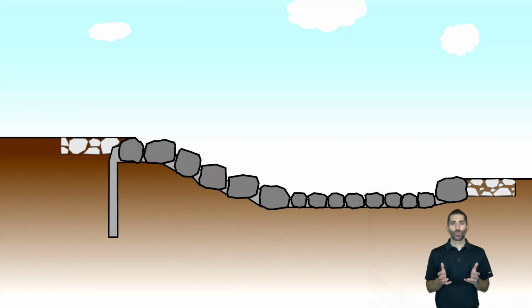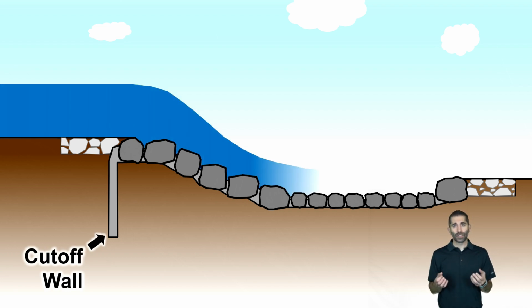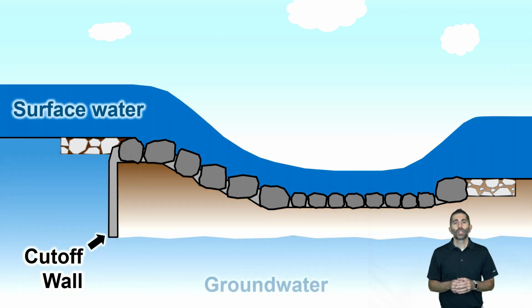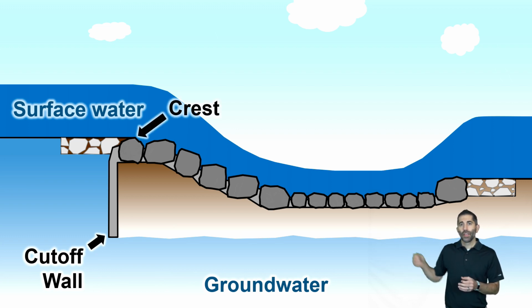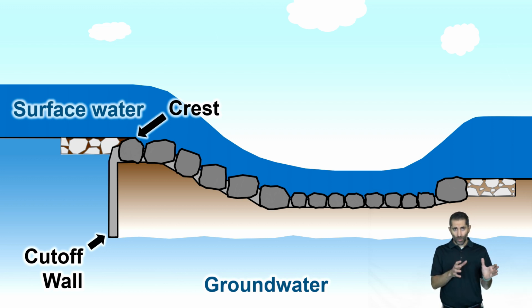So cutoff walls reduce seepage pressure and prevent subgrade erosion. Cutoff walls should be located upstream of the drop structure crest. They can be constructed of sheet pile, grout, or concrete. Grout and concrete both get used in cutoff walls the same way, so consider those terms interchangeable for the rest of this video.